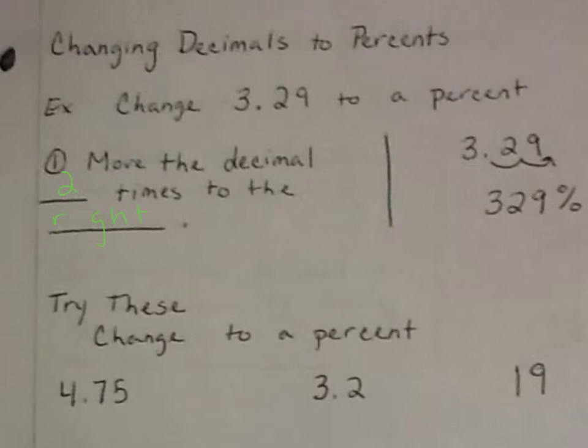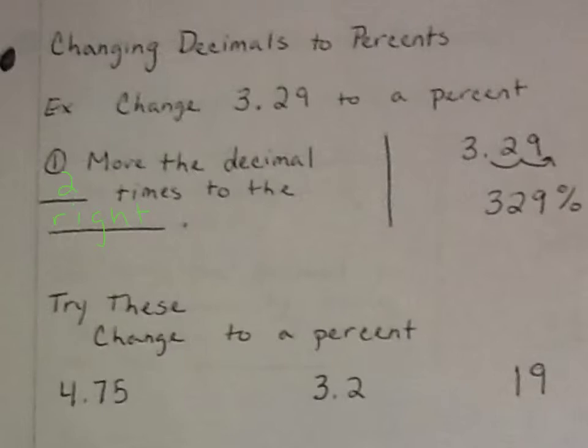So if you look over here, we have the number 3 and 29 hundredths, and we want to change that to a percent. So all you do is move the decimal 2 times to the right, and you're done. And then you put a percent sign at the end. That's the extent of it. That's how hard this is.